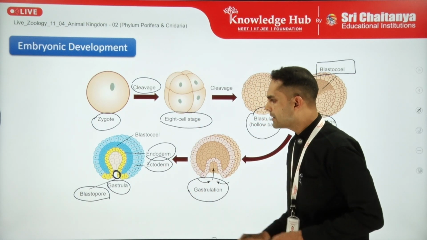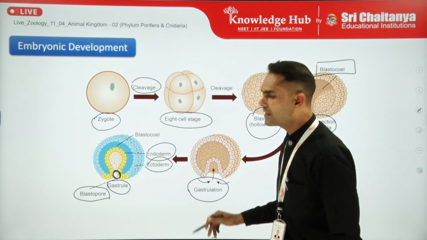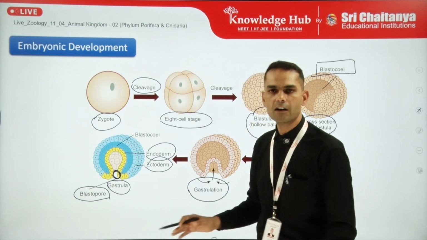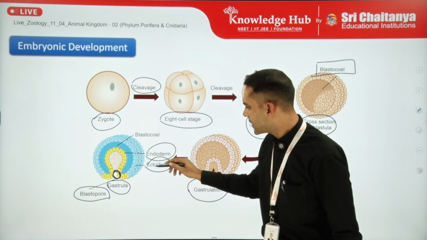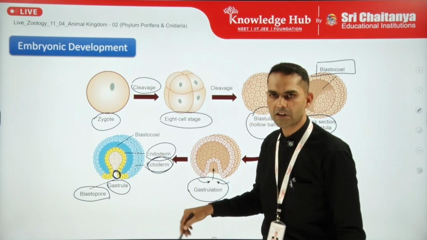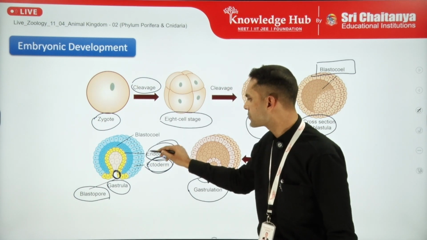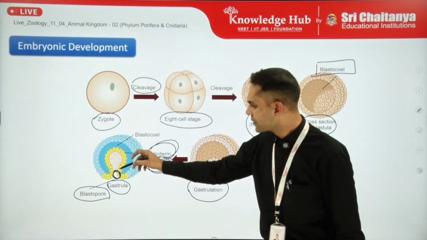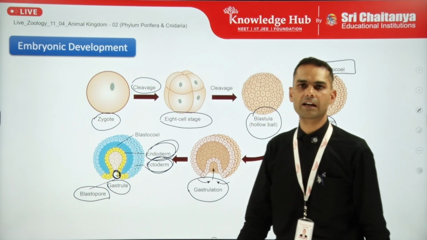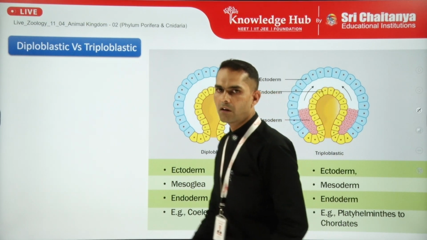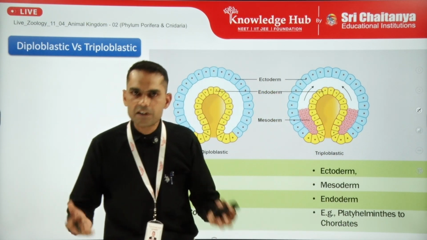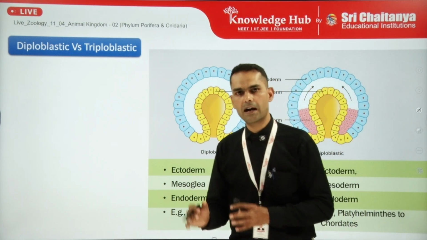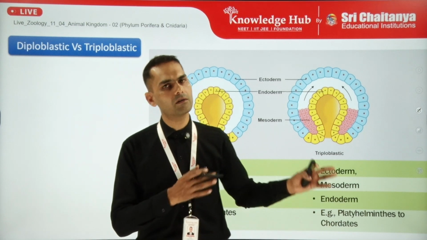During the gastrulation stage, morphogenetic movement of cells takes place, and as a result two germ layers form: the outermost layer, the ectoderm, and the endoderm, the innermost layer towards the blastocoel cavity. A small pore opening also forms, called the blastopore. Now, on the basis of how many germ layers are forming, we can categorize the organism either into the diploblastic category or the triploblastic category.